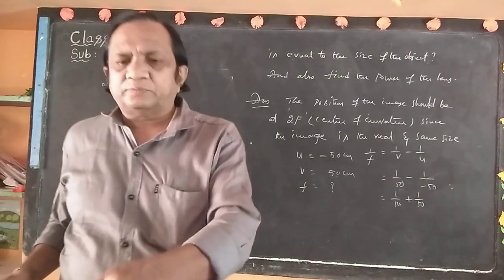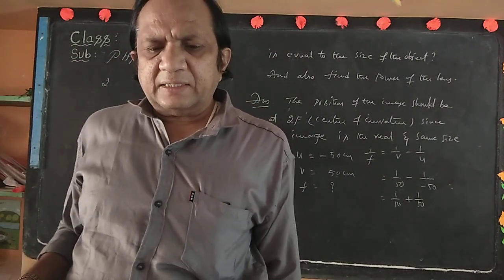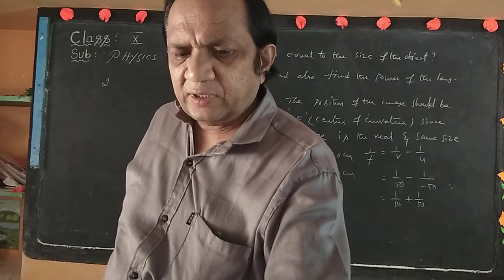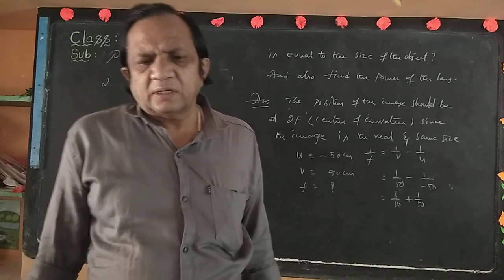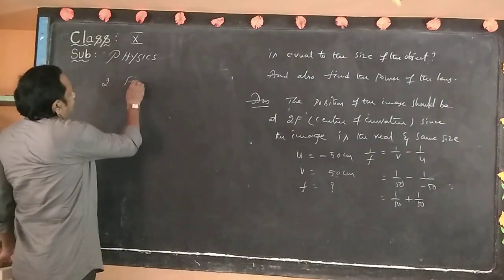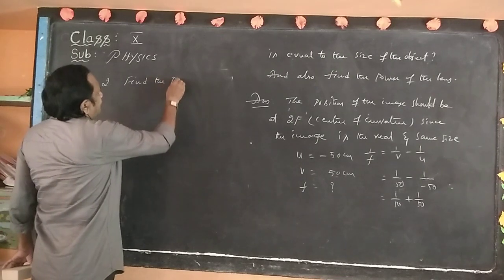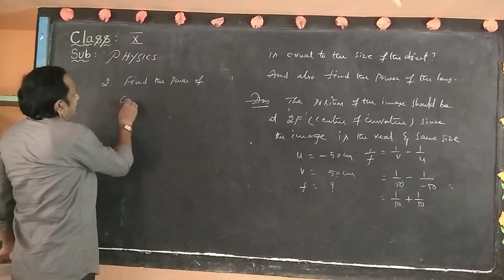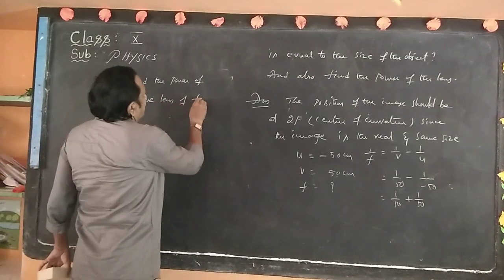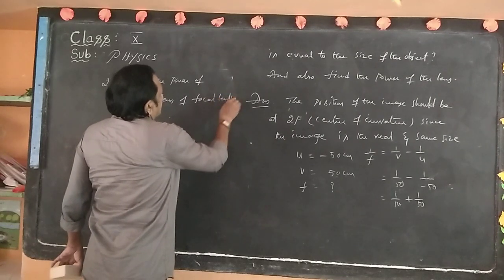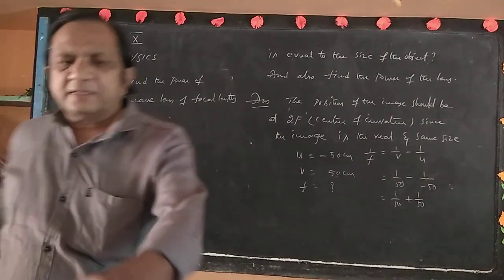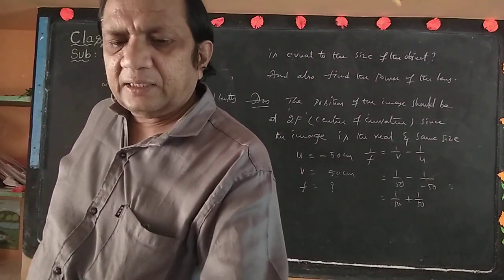Question number 2. Find the power of the concave lens of focal length 2 meters. So here focal length is given as 2 meters. Then we can calculate the power of the lens.